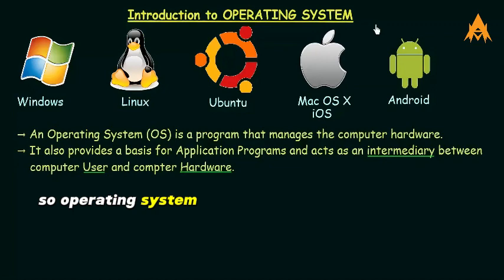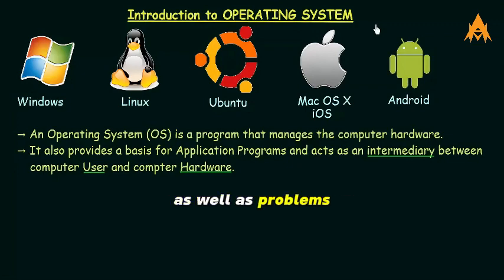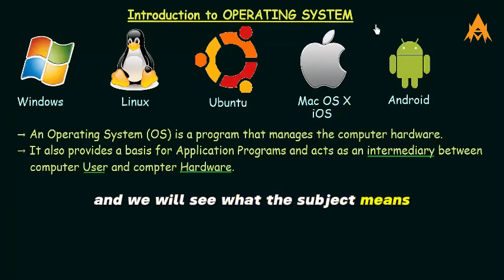Operating System is a very important course as far as computer science is concerned, and electronics students may also have this subject in their course, so it is equally important. This subject consists mainly of theory as well as problems, so we will first see the theory, and we will also be solving problems related to this subject, and we will see what the subject means and what we can learn from it.